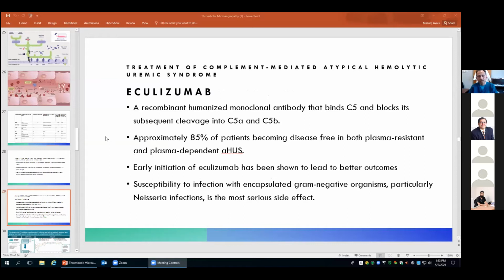So, treatment for complement-mediated HUS. One breakthrough treatment that came out is eculizumab. Eculizumab is basically a recombinant monoclonal antibody which binds complement C5 and blocks further activation of the cascade. It's very effective if given at the right time and in the right dose.